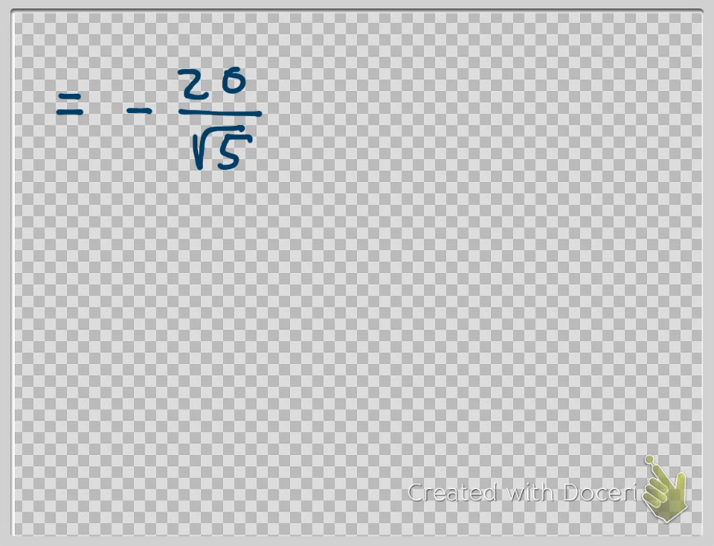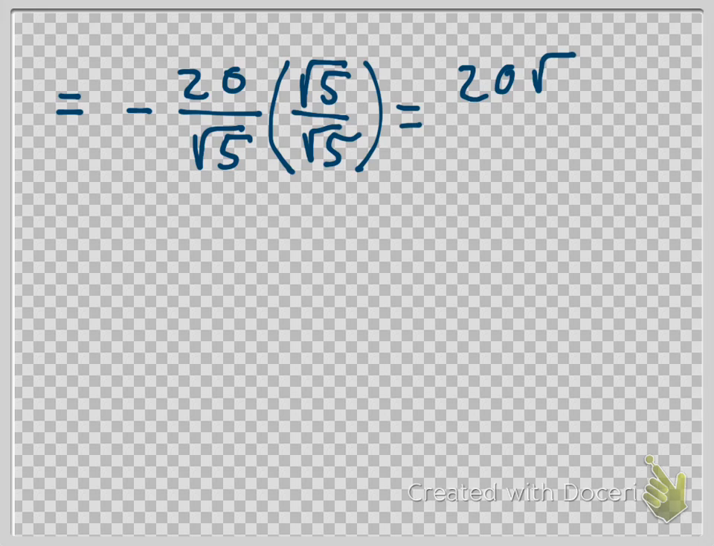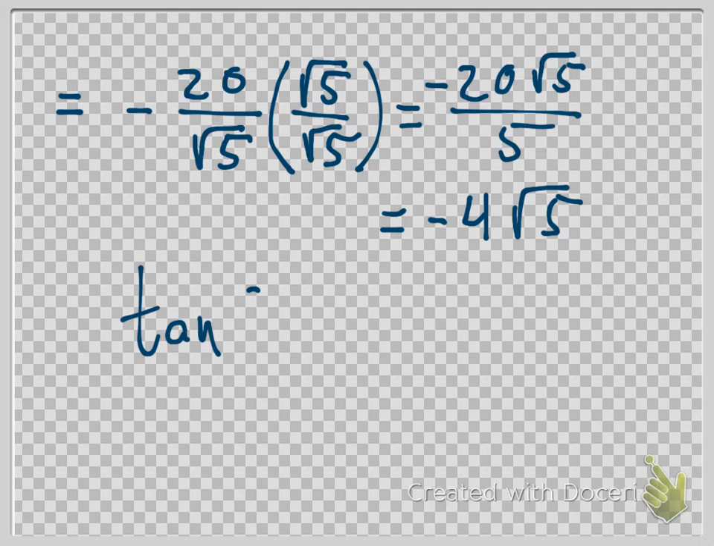When I take that negative 20 over square root of 5 and rationalize the denominator by multiplying by root 5 over root 5, I get 20 root 5 over 5, which, don't forget the negative sign, simplifies down to simply negative 4 root 5. So tangent of 2 theta is equal to negative 4 root 5.